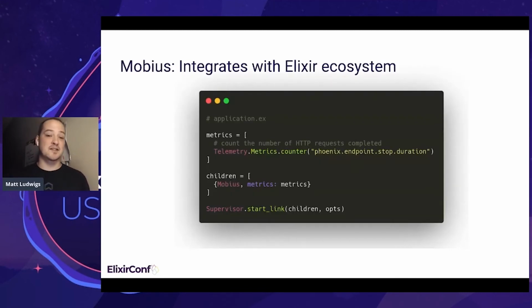And like I said, with the Elixir ecosystem, Mobius is a telemetry reporter, and this is how you configure it. The standard for the reporter configuration is that you give it a list of metrics, and then you pass that list to your reporter, and then that is part of your supervision tree. It's one of your children within your supervision tree. So Mobius can be used like any other telemetry reporter.